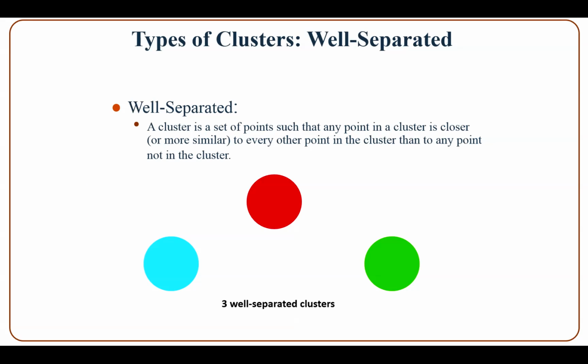A well-separated cluster is a set of points such that any point in the cluster is closer to every other point in the cluster than to any point not in the cluster. The example shows three well-separated clusters.